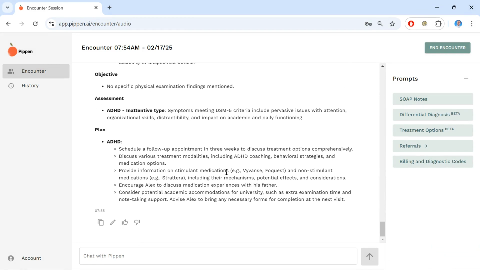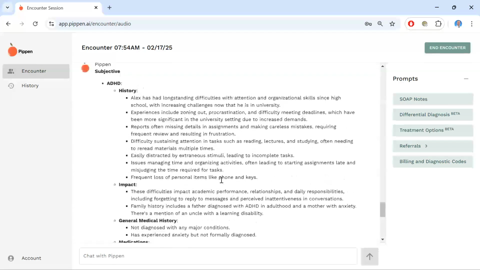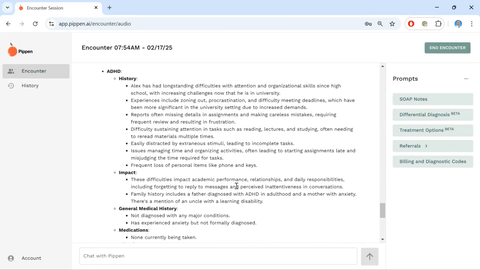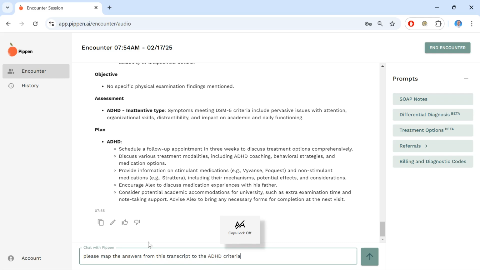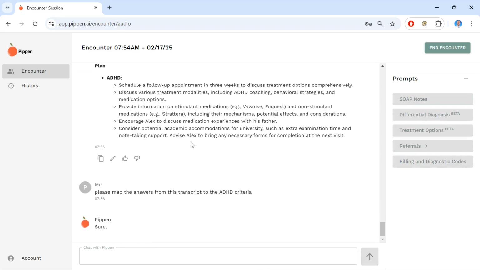Once that's finished, now we can actually consider doing a lot more information through this. So for example, let's say I want to actually provide more information out of our encounter beyond the notes. So I'm going to ask Pippen, please map the answers from this transcript to the ADHD criteria, right? And I'm going to request that information.